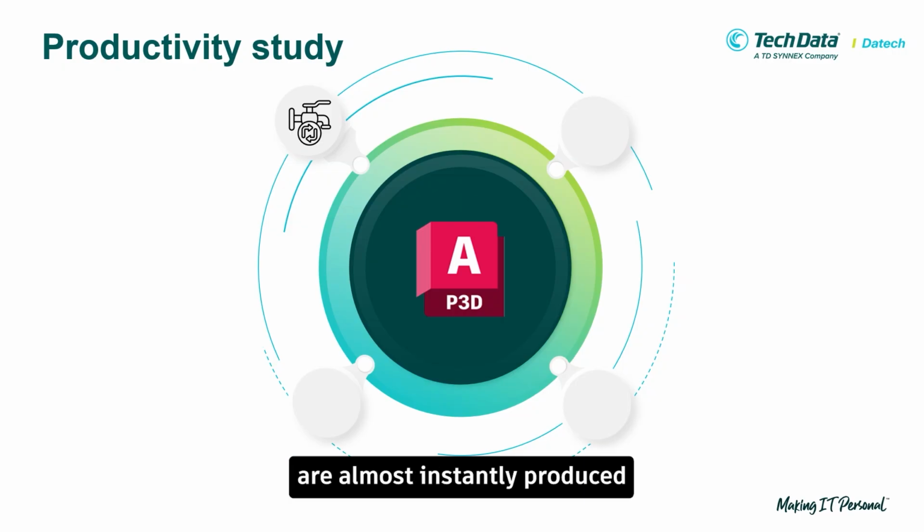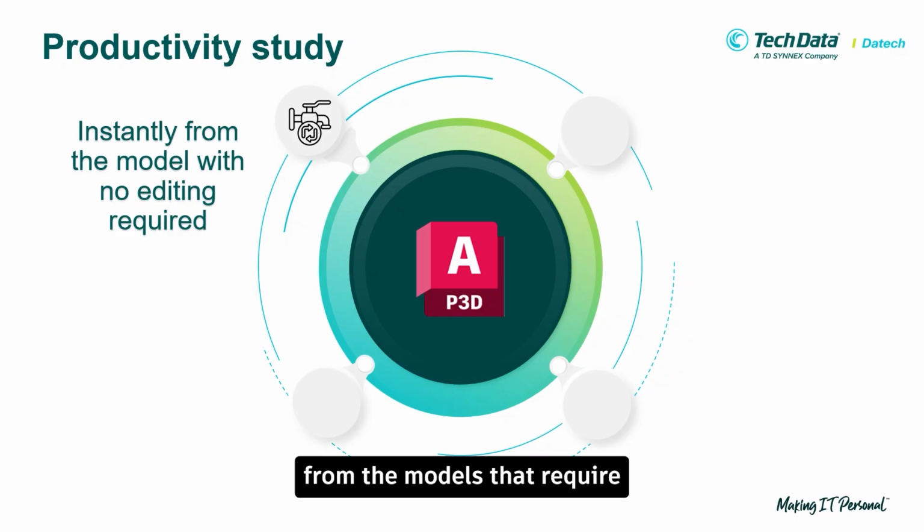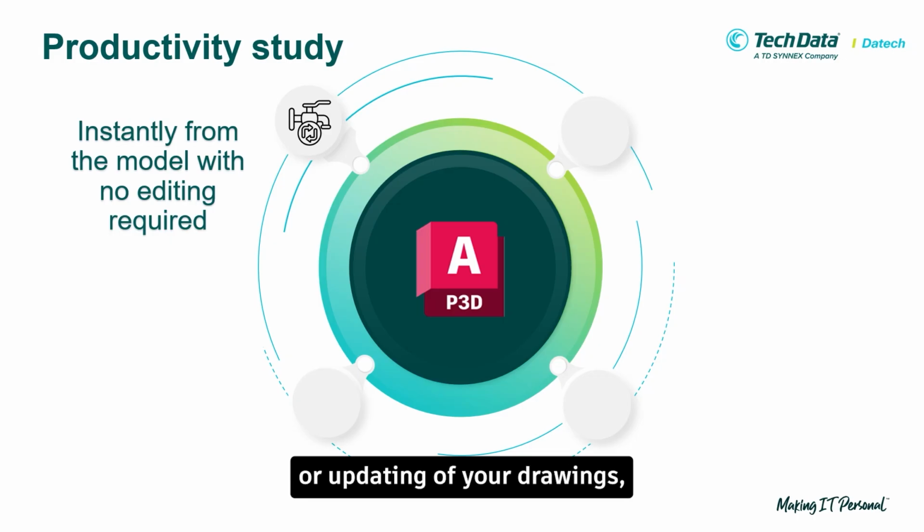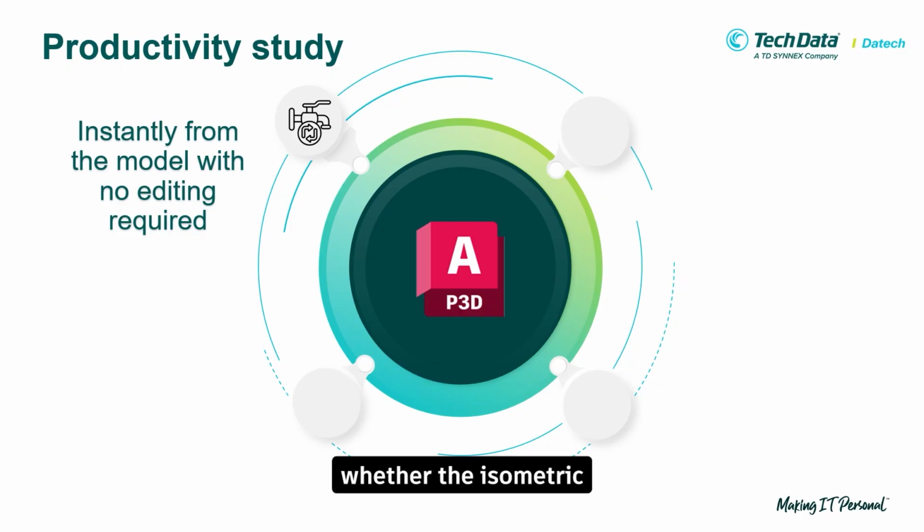Isometric drawings are almost instantly produced from the models and require no editing. Even if you require any editing or updating of your drawings, you can find the isometric drawings revise automatically. Whether the isometric drawing is new or a revision based on the model, you can see this is representative enough to produce and make sure your drawings are up to date.